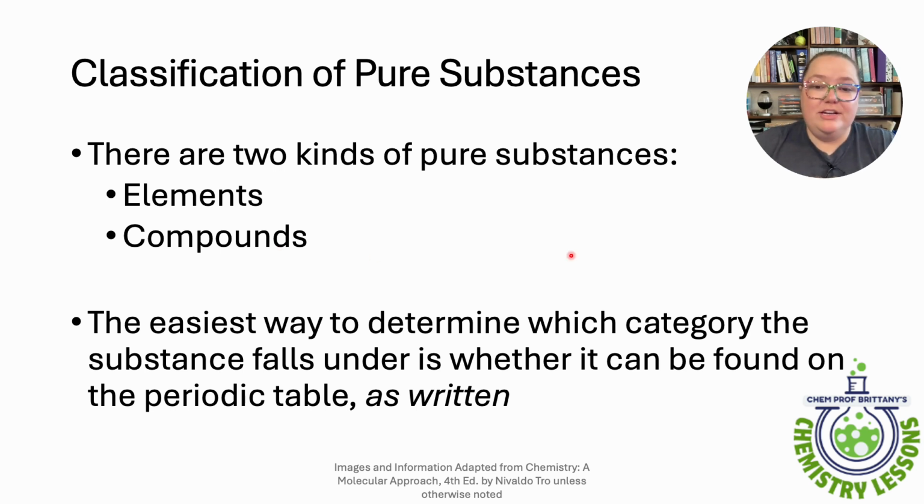The easiest way to determine which category the substance falls in is whether it can be found on the periodic table as written. If it is an element, that exact word or that exact symbol will appear on the periodic table, right? So if it's carbon, carbon is on the periodic table. Carbon tetrafluoride, don't even know if we really do that, but anyway, carbon tetrafluoride, which is CF4, does not appear as CF4 on the periodic table. So that would be a compound.